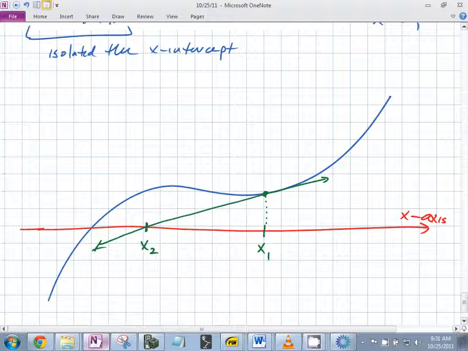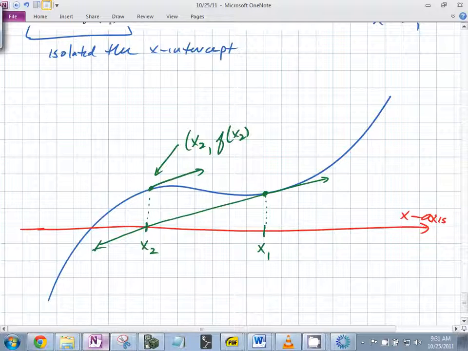Find the, not point of tangency, we're going to find the tangent line at that x value, right? That's what we're going to find. We're going to find this point right there. What is that point right there? That is x2 comma f of x2, right?